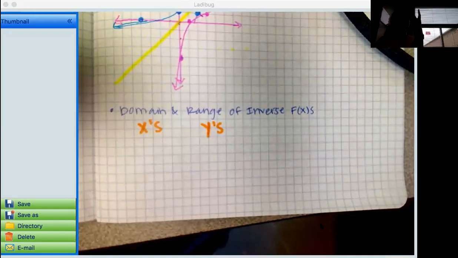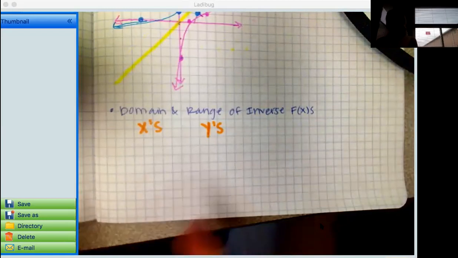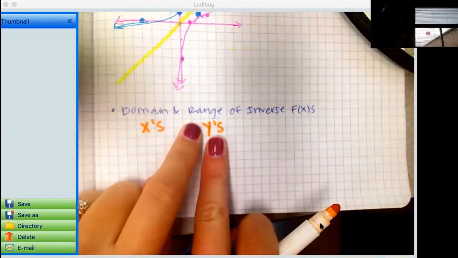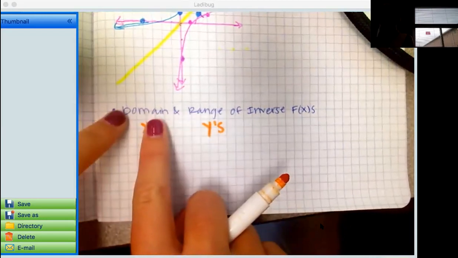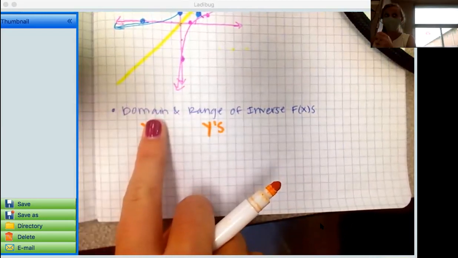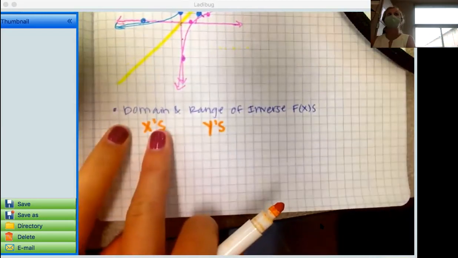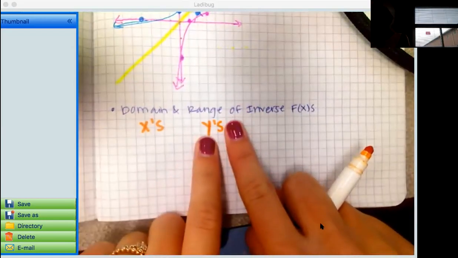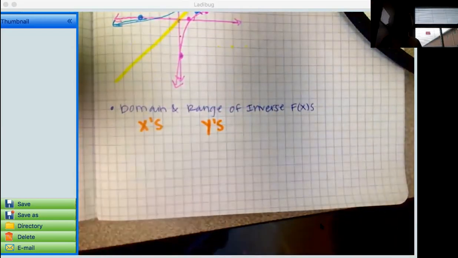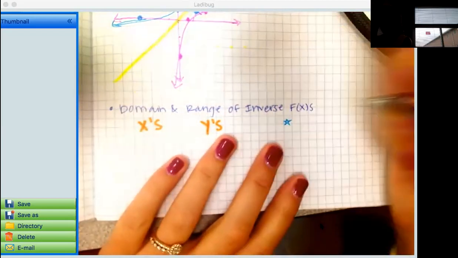Winner, winner, chicken dinner. Extra credit, Chris. Hey, the domain and range will just be flipped. So the range of my original function is going to be the domain of my inverse. The domain of my original is going to be the range of my inverse. Does that make sense? Are we sure? Okay, I want you to write that over here, and then we're going to do an example.